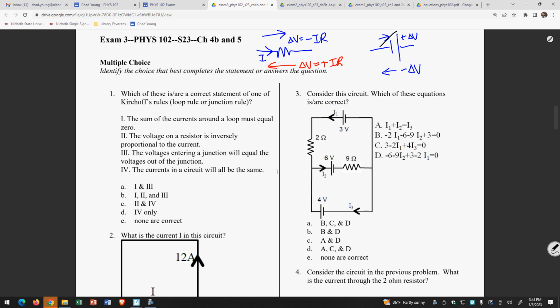So here, for example, you could apply that. Let's just look at equation B. I have minus 2I1. That means that I'm starting here and going in this direction. I1 is in that resistor, and I want to go with the current in order to get the negative. So minus 2I1 minus 6. That's correct because I'm going from big to little. Minus 9I2. That's correct because I'm going with the current. And then I have plus 3. That's correct because I'm going from little to big, from low to high potential. So that equation is correct.